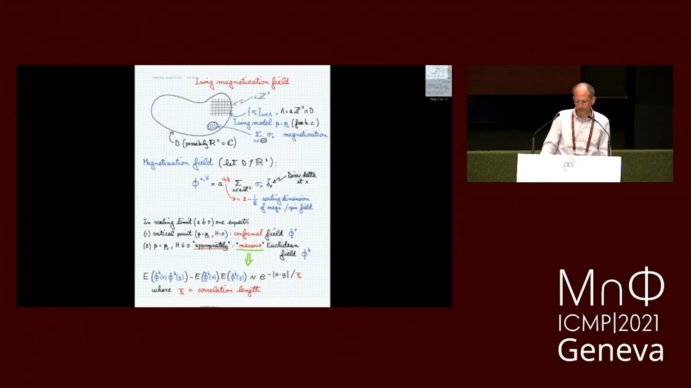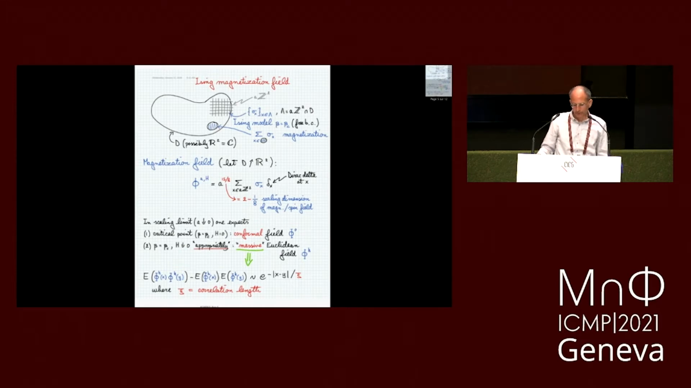I don't have time to explain exactly why that is the case, but you can think of it as 2 minus 1/8. 2 is the space dimensionality, the dimension of space. We are in 2 dimensions. And 1/8 is the so-called scaling or conformal dimension of the spin field. And it's closely related to the 1/4 in Wu's law, which I showed in the previous slide.